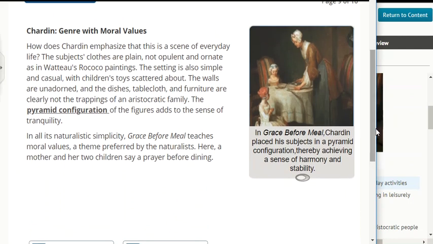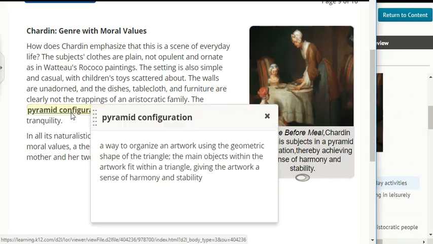Chardin, genre with moral values. How does Chardin emphasize that this is a scene of everyday life? The subjects' clothes are plain, not opulent and ornate as in Watteau's Rococo paintings. The setting is also simple and casual with children's toys scattered about. The walls are unadorned, and the dishes, tablecloth, and furniture are clearly not the trappings of an aristocratic family. The pyramid configuration of the figures adds to a sense of tranquility.